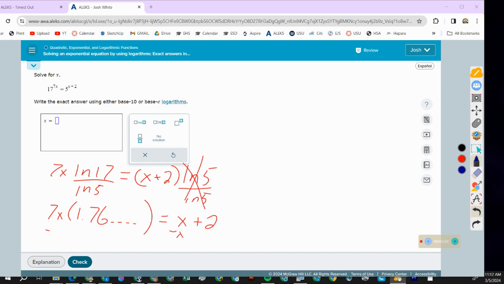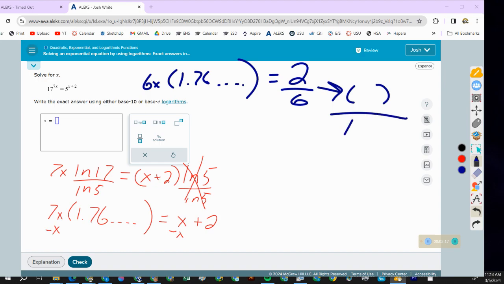So we subtract x, and I get 6x times 1.76 equals 2. So I'm going to divide that by 6. Whatever answer I get there, I'm going to divide that by 1.76, and I'll just use the answer button. So 2 divided by 6 divided by, this calculator is a little weird. So I get 0.189, and that's my answer. Oh, no, write it as an exact answer.